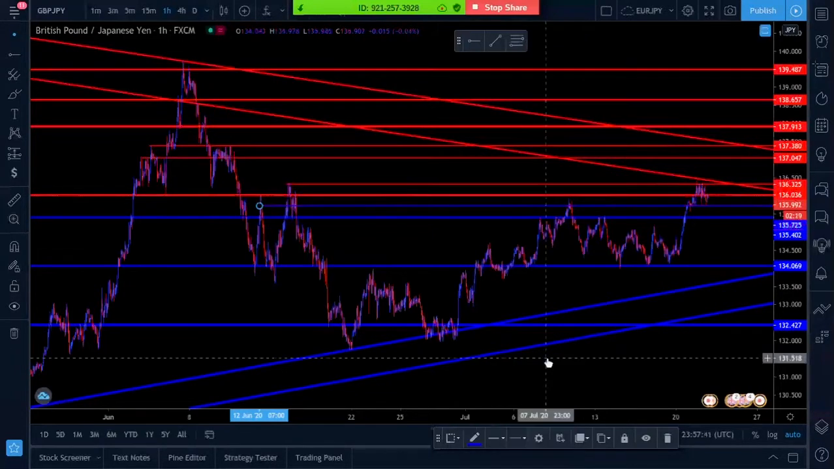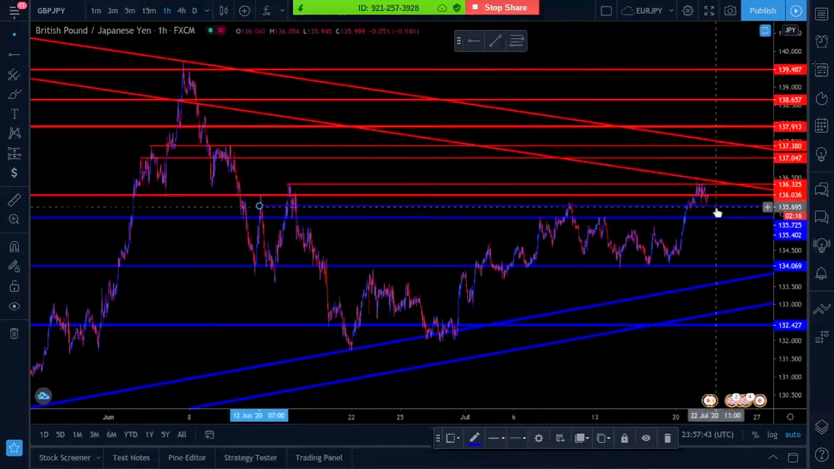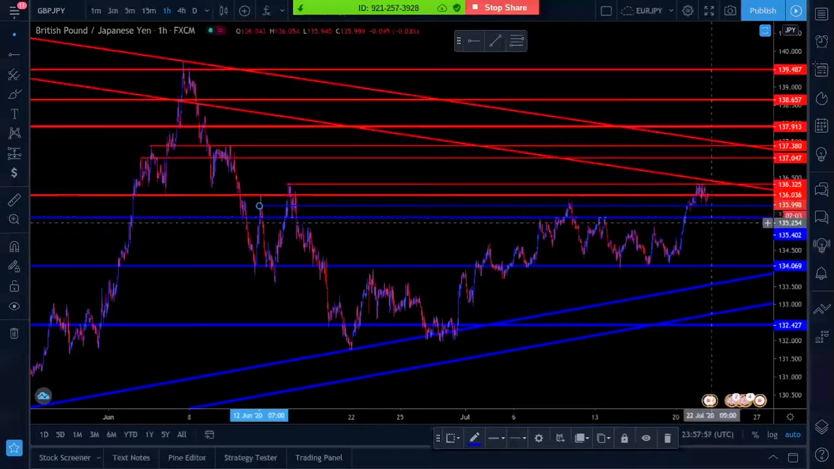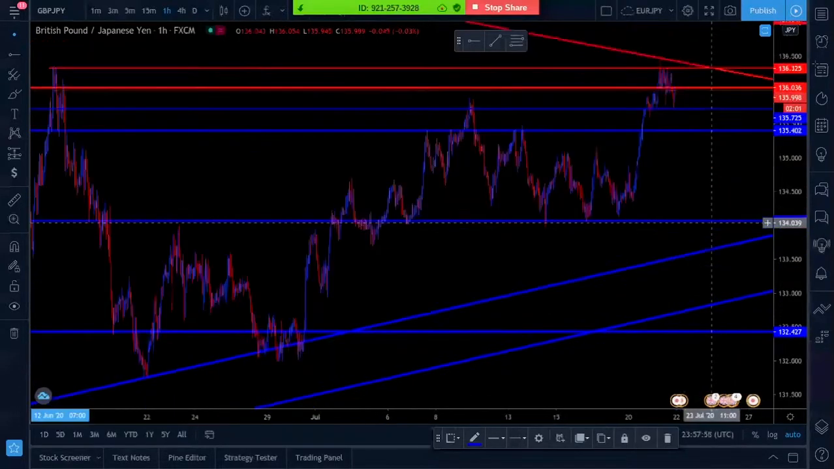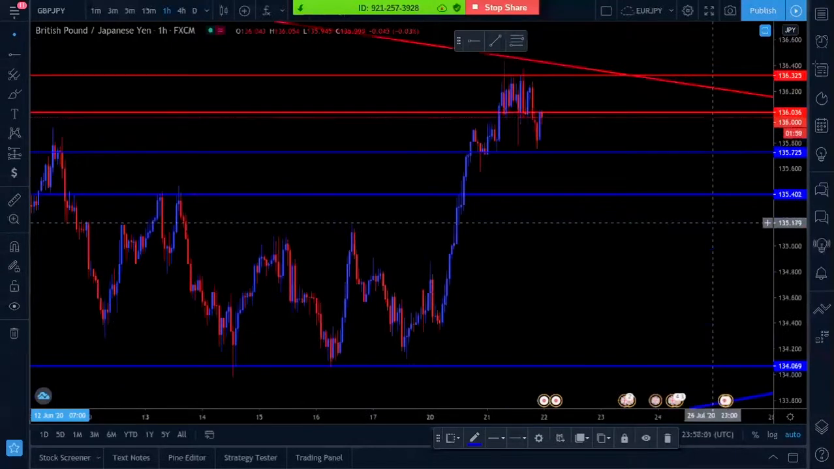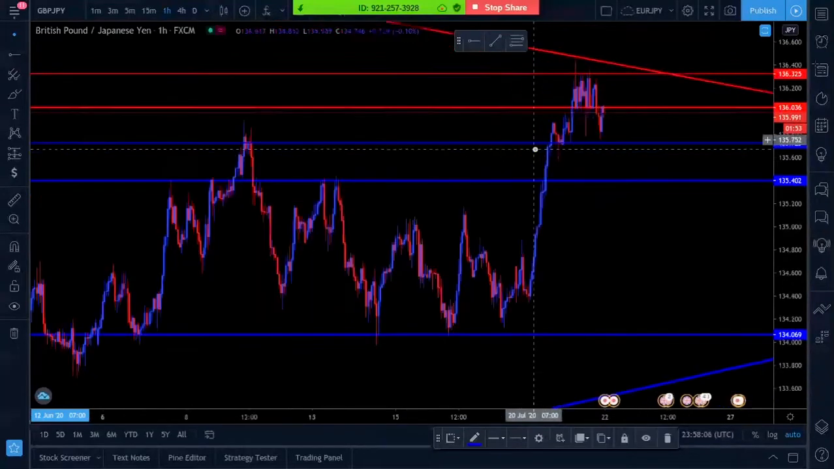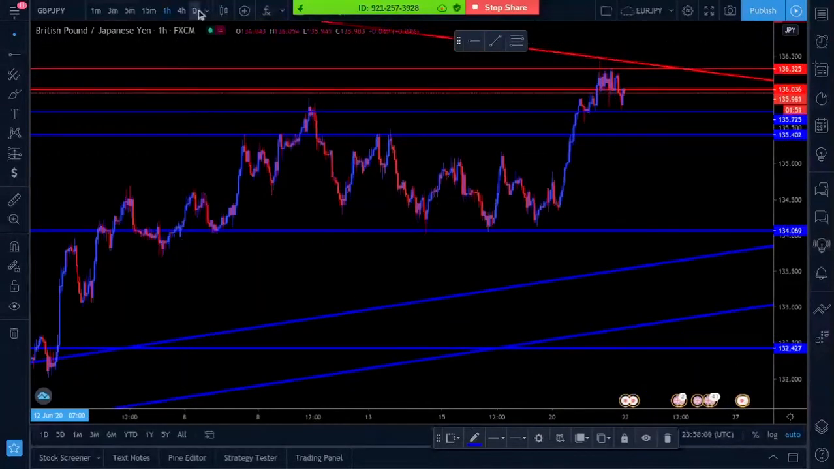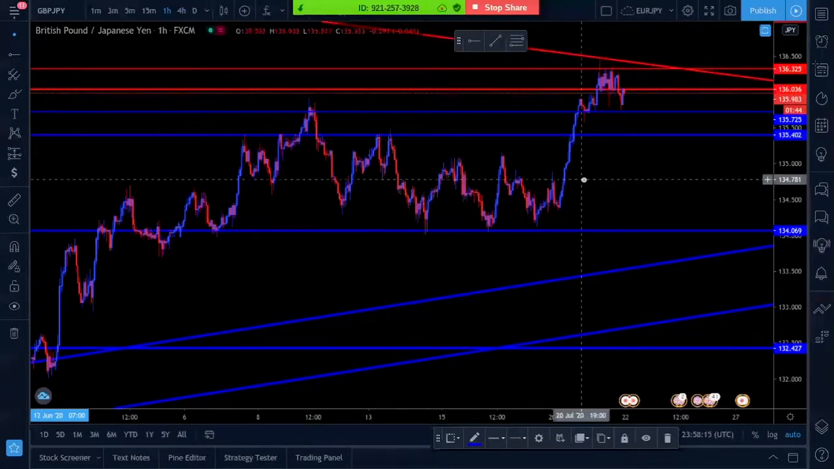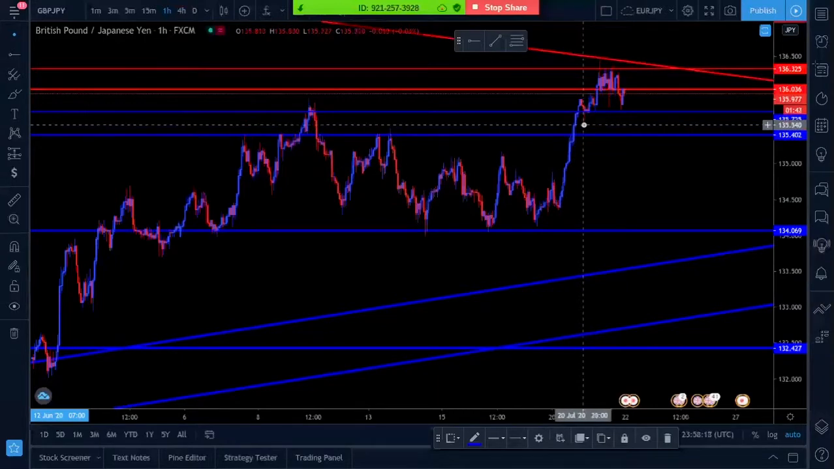I drew three resistances and one support simply because I have another support from the 4 hour time frame, which is much stronger. That's what it means. The thicker my lines, the stronger, and the more probabilities you have on taking a buy or a sell, and for the price to react the opposite way. So I already have my charts marked up, guys. I draw day, 4 hour, 1 hour, and now I'm pretty much ready to trade.